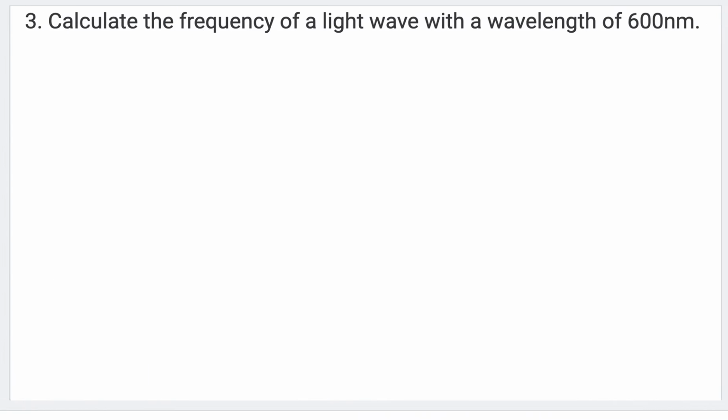I'm going to skip to problem number 3. So 3 says calculate the frequency, and we have the wavelength. So we're going to use the same formula. Speed of light equals the wavelength times the frequency. And so this time we're calculating the frequency, so we're going to move the wavelength to the other side. It's on the top, it goes to the bottom. And so frequency is going to be equal to the speed of light over the wavelength.